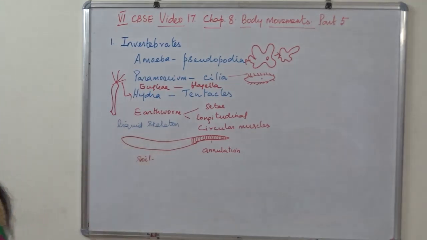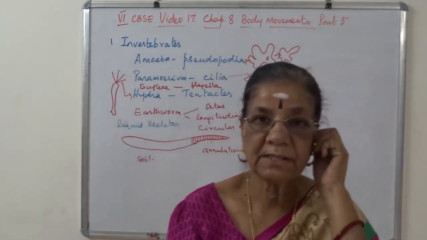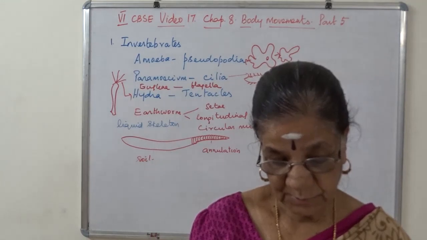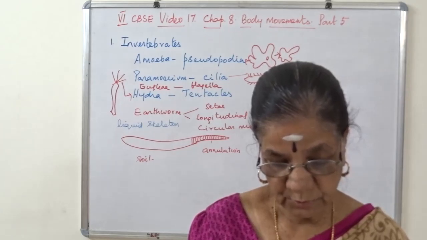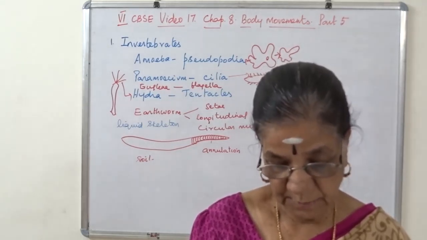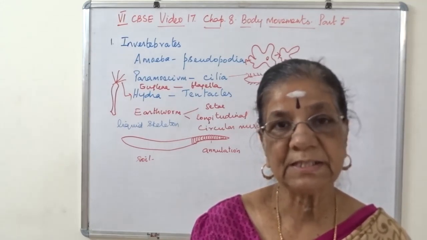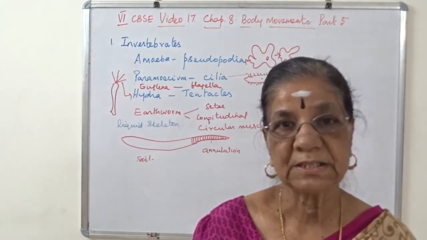So this liquid skeleton, I repeat: the body of an earthworm is long and cylindrical. It is divided into segments and has no solid skeleton. The segments are filled with blood. The pressure of the blood on the body wall gives the earthworm its shape and helps it to move. And the blood forms the liquid skeleton of the animal. Remember this. I hope you understand.